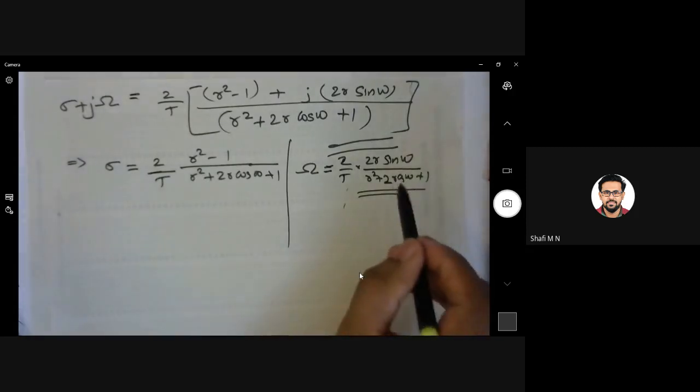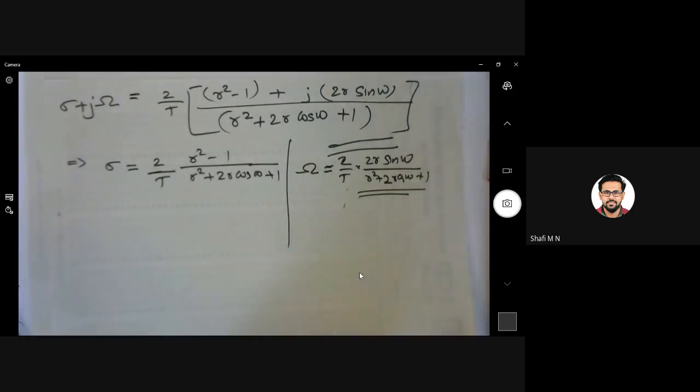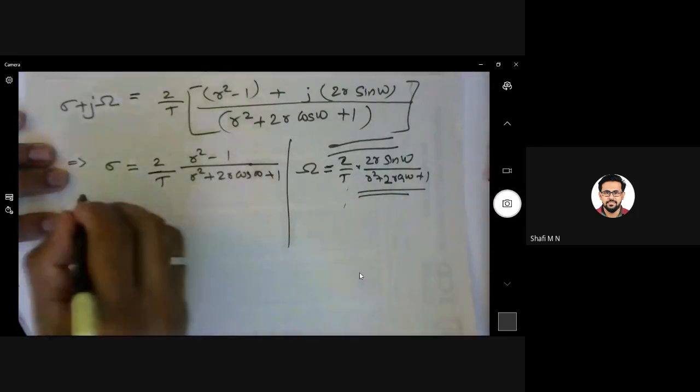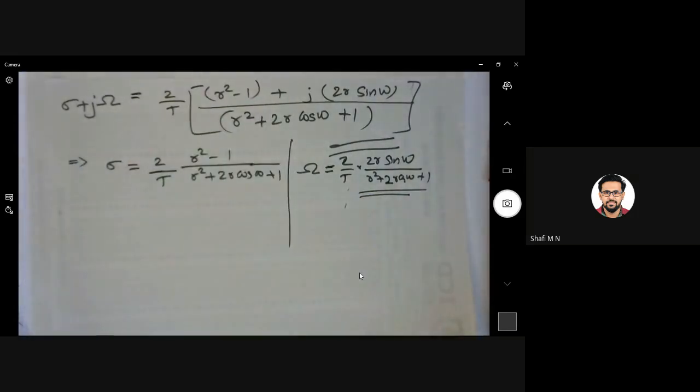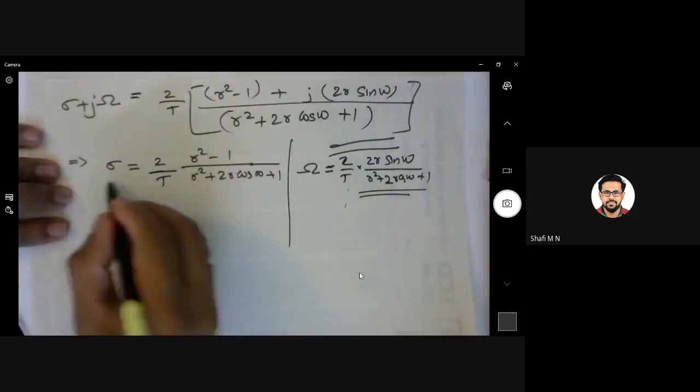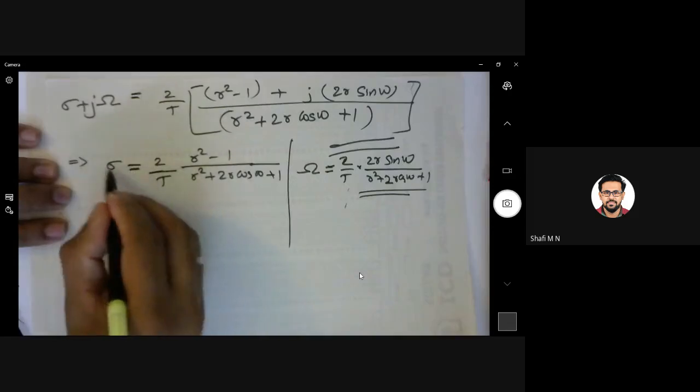Okay, we are not going that far. We'll do it in the next class. Now our concern is only with the sigma. So this is the relation between, or this is how you can find sigma.